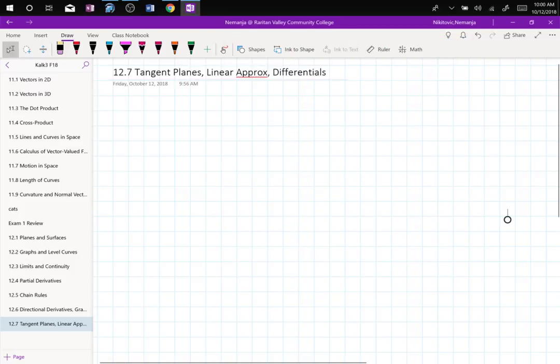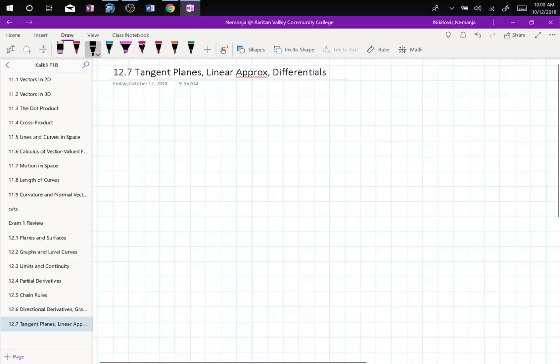Hello and welcome back to Calculus 3, the section on tangent planes, linear approximation and differentials. We're going to make this two parts: part one today on tangent planes, and then linear approximation and differentials we'll do next time.